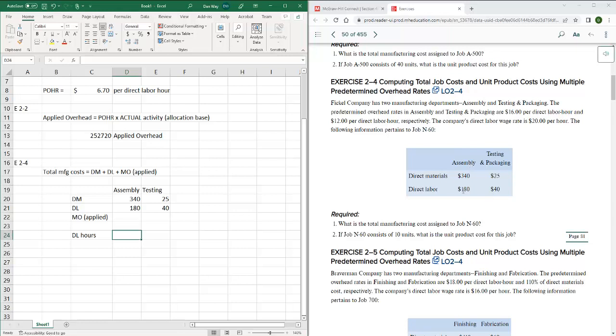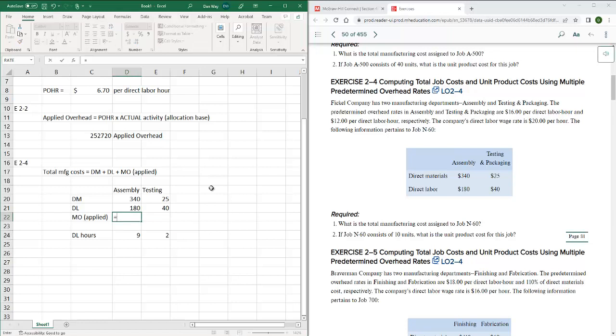So here in assembly, a total of $180 in direct labor cost was incurred. So if I take the $180 divided by the labor wage rate of $20 an hour, that means that 9 labor hours were worked on this job in assembly. Same idea here in testing and packaging. $40 in labor cost divided by that $20 per hour wage rate means 2 labor hours were worked on this job in testing. So now I can turn around and apply overhead to this job.